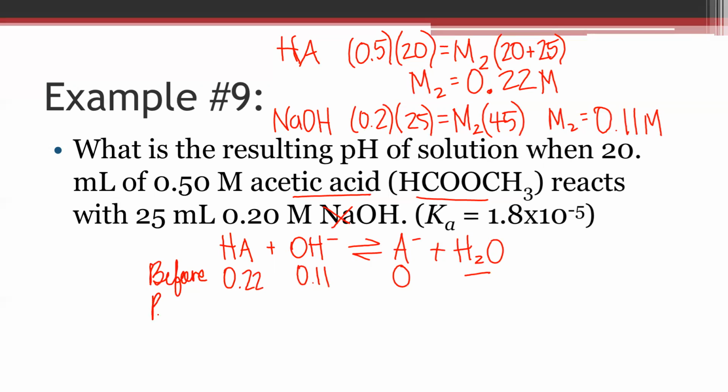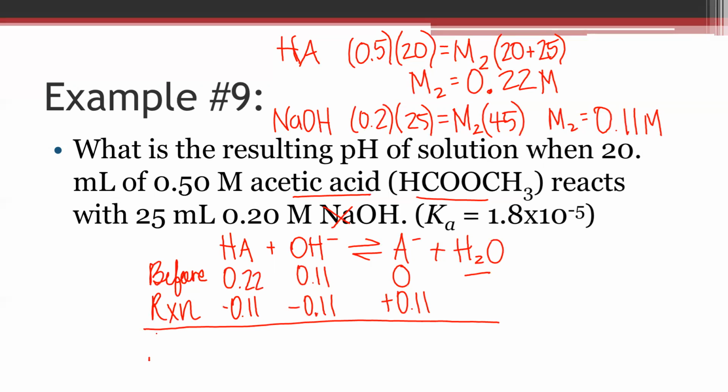So now when the reaction takes place, this is going to be similar to how we do ICE charts, where we do want to subtract away the limiting reactant, but then we need to add that same amount to the product side, to that conjugate base. So then after the reaction takes place, our new concentration, we have 0.11 left for the acetic acid, 0 left for the hydroxide, but we've got 0.11 molar for the conjugate base as well.